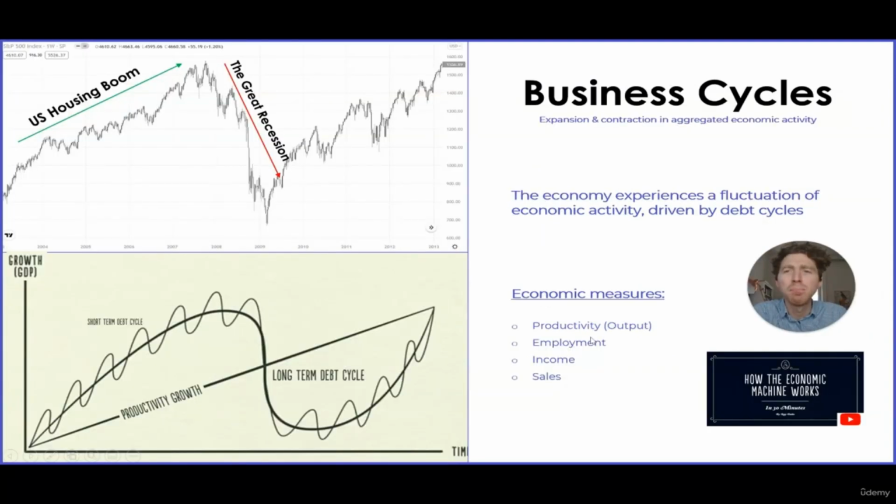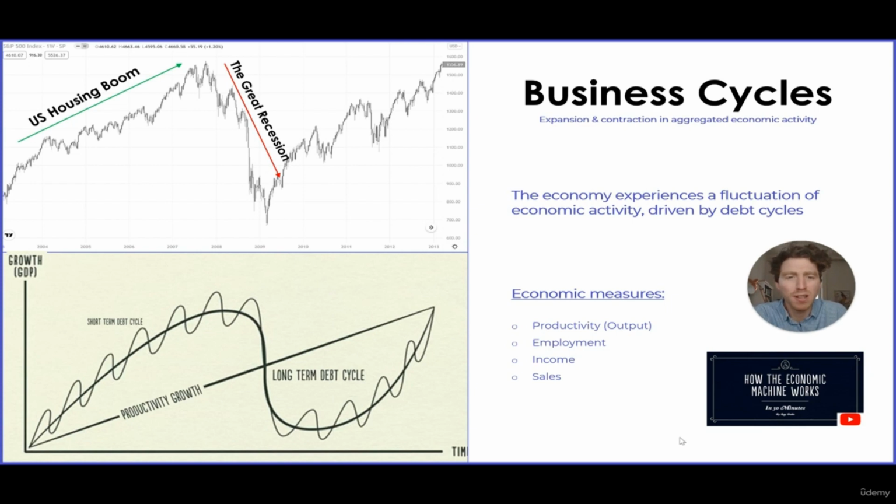Let's have a look at business cycles. The business cycle basically describes the expansion and contraction in aggregated economic activity. It means that within an economy, you experience a fluctuation of economic activity, and this is mainly driven by debt cycles. I'll explain what debt cycles are in a second, but first let's have a look at the economic measures. There are hundreds or thousands of different ratios and measures in the economy out there, but here I listed the four most important ones in my opinion.